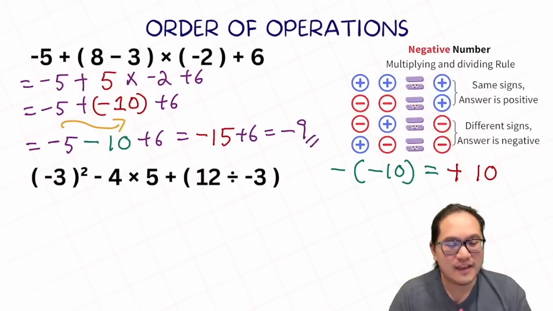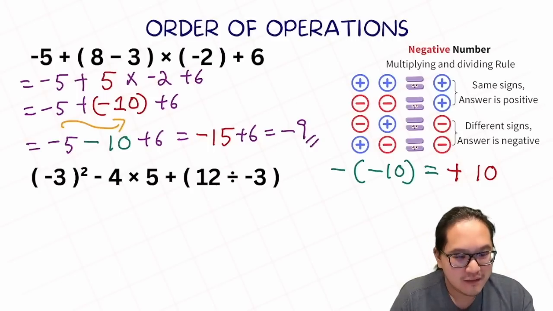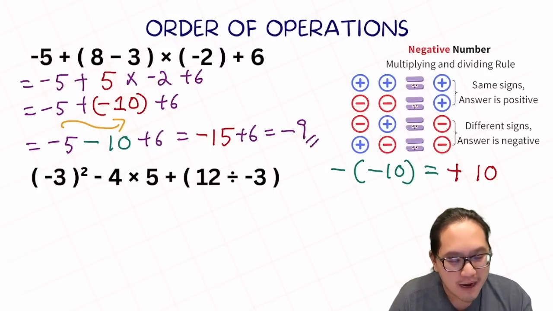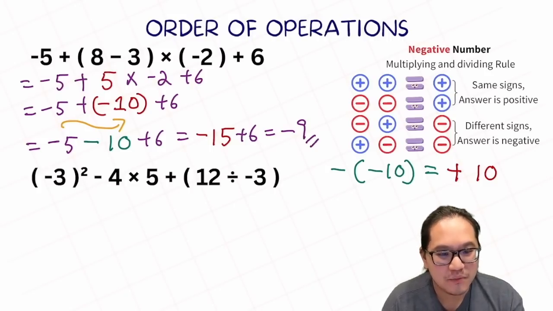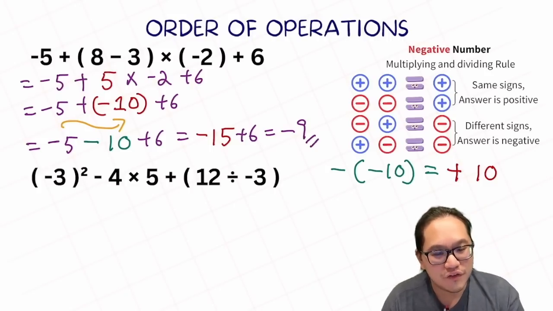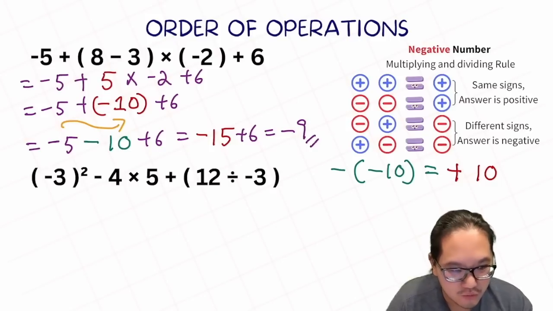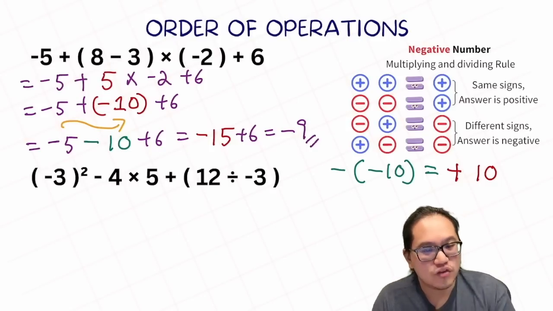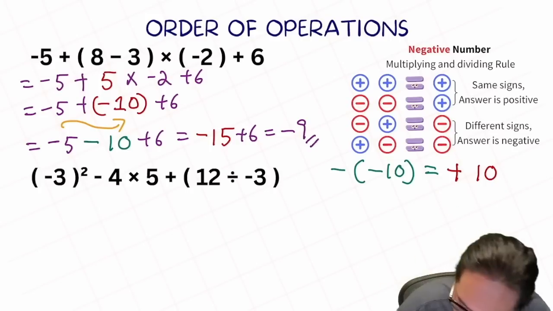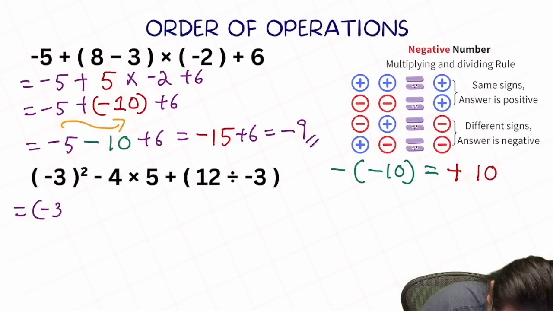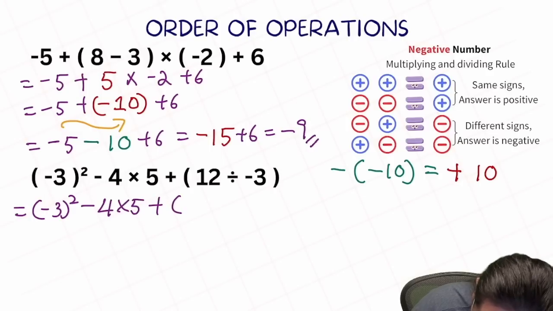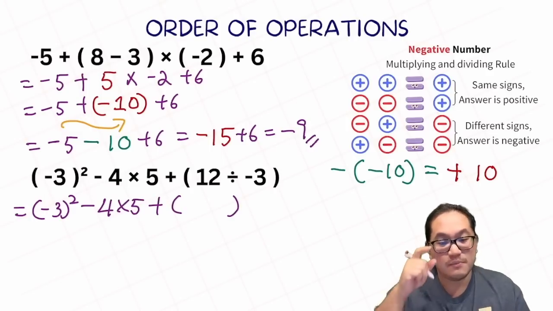So let's do another example together. So we have (-3)² - 4 × 5 + (12 ÷ -3). So let's do this together, right? So first, we need to do what? Parenthesis. So we got -3 squared minus 4 times 5 plus, inside the parenthesis, we got 12 divided by -3.